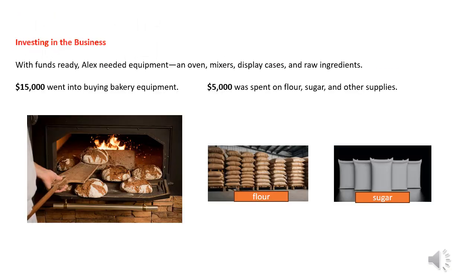With funds ready, Alex invested in essential bakery equipment, spending $15,000 on ovens, mixers, and display cases, and $5,000 on raw ingredients like flour and sugar. These investments were vital for the bakery's operations.